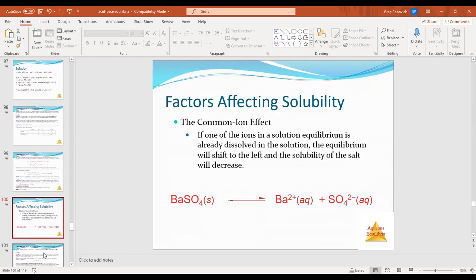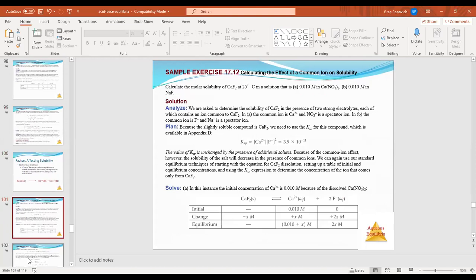Now, what happens if we already have some sulfate in solution? How's that going to affect our equilibrium? All right, we have calcium fluoride in a solution. I need to calculate the concentration of each in 0.1 molar calcium nitrate. I know what my Ksp value is. It's 3.9 times 10 to the negative 11th power.